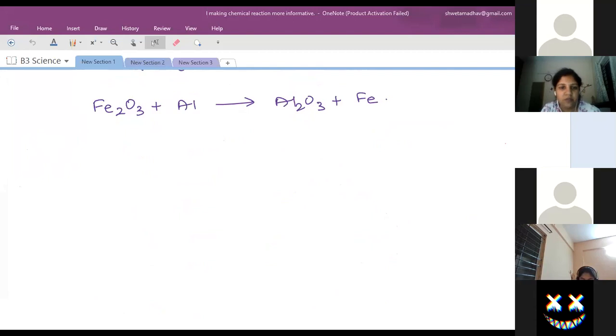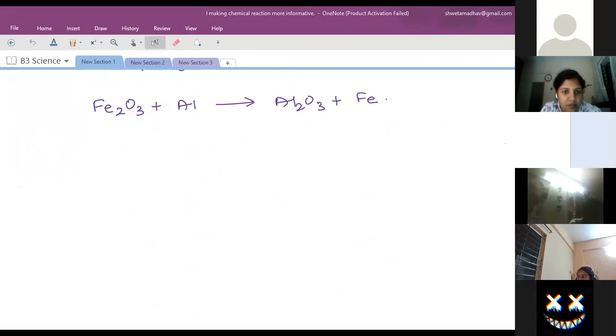Actually, that's the next chapter. So we should write formation of new compound. Yes, formation of new compound. Carbon dioxide is produced here.